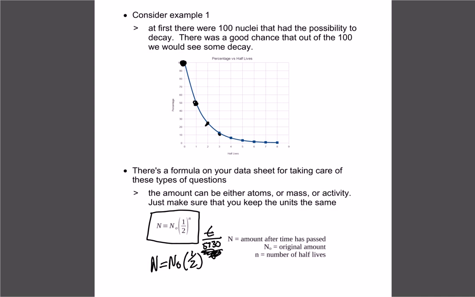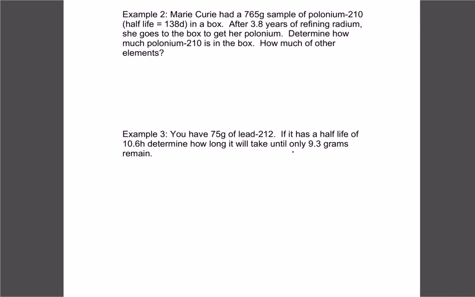So let's do an example. In this case, he says we've got 765 grams of polonium, and the half-life is 138 days. So if we use our formula, we'd write it as 765 is our original amount, half-life, and for our n, we want to know 3.8 years later. So we have to divide 3.8 years by 138 days to figure out how many half-lives there are.